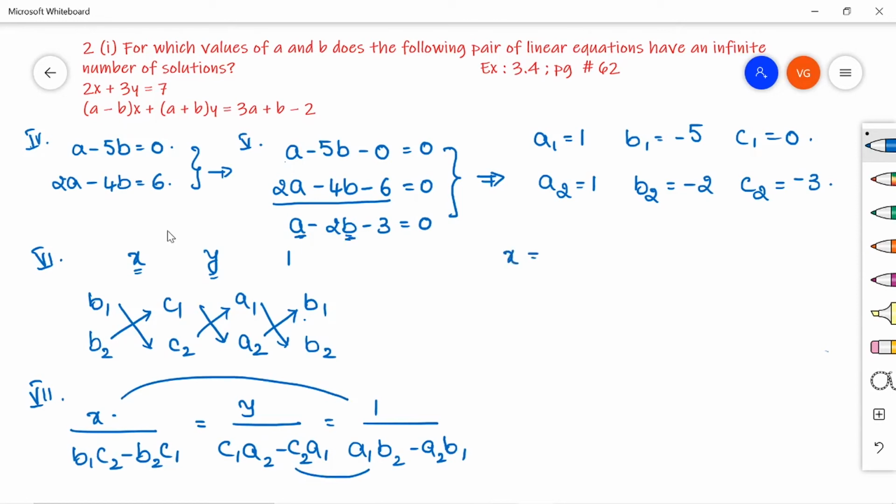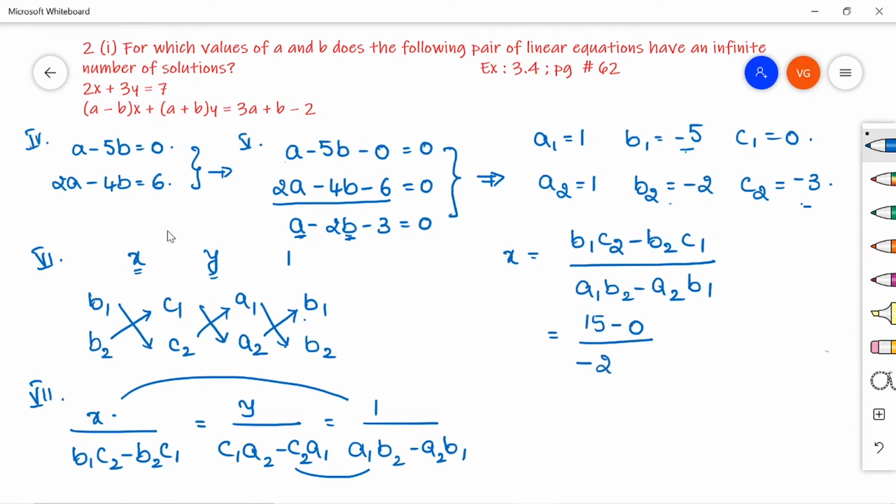So let us take x is equal to b1 c2 minus b2 c1 divided by a1 b2 minus a2 b1, right? So just substitute, b1 is minus 5 and c2 is minus 3, that gives you 15 minus b2 c1, which is 0, divided by a1 b2, 1 and minus 2, minus b1 a2, minus 5, minus of minus plus 5. So this is 15 divided by 5 minus 2, 3, which is nothing but 5. x is 5, that means a value is 5.